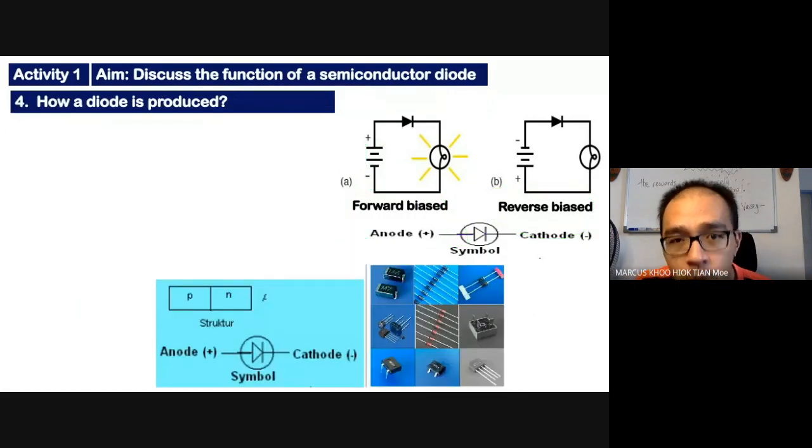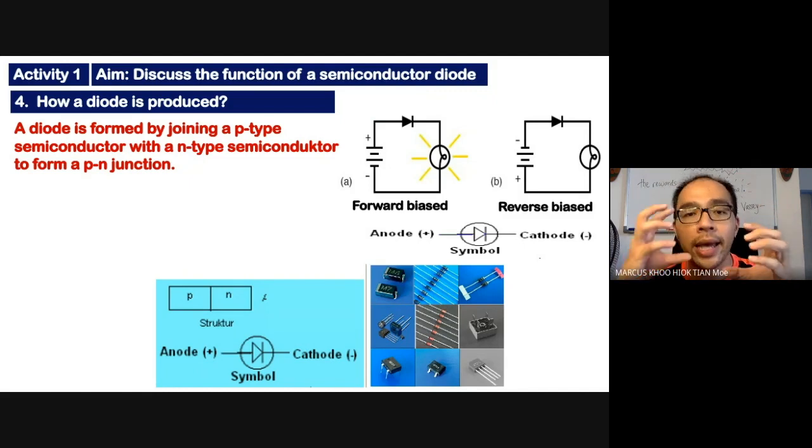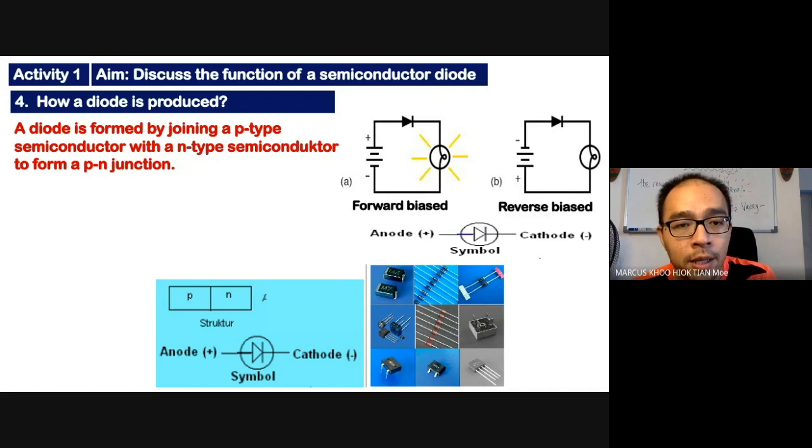Now we talk about this. This is why I was talking about the P and the N semiconductor just now. So a diode is actually formed when you join a P-type semiconductor and an N-type semiconductor together to form a P-N junction over here. So this is a P-N junction.